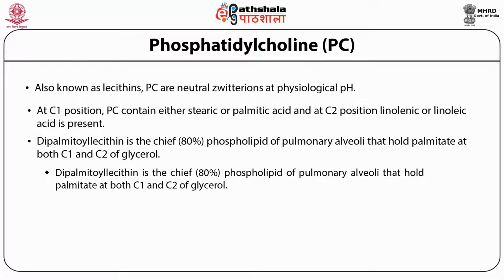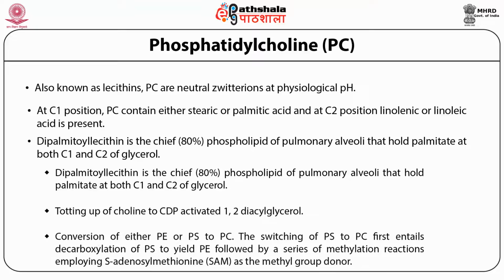In the next step, the addition of choline to CDP-activated 1,2-diacylglycerol takes place. Further, conversion of either phosphatidylethanolamine or phosphatidylserine to phosphatidylcholine takes place. The switching of phosphatidylserine to phosphatidylcholine first entails a decarboxylation reaction of phosphatidylserine to yield phosphatidylethanolamine, followed by a series of methylation reactions employing S-adenosylmethionine as the methyl group donor.